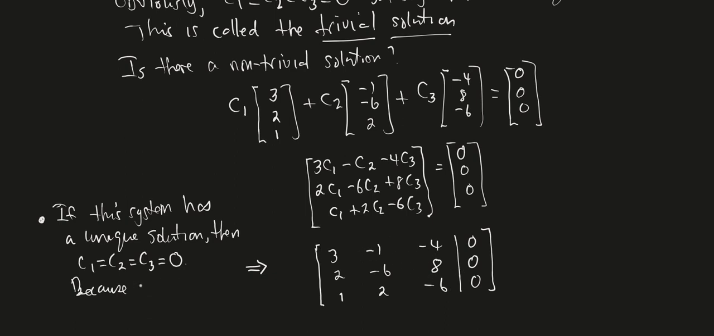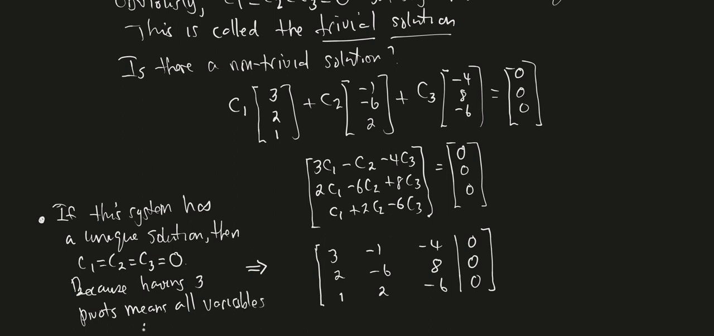So this is because having 3 pivots means all variables would have to be equal to 0.